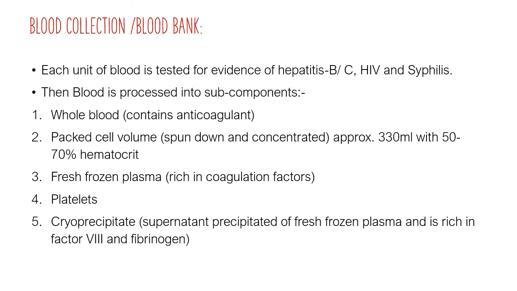So the first part is whole blood, which also contains some anticoagulant. Whole blood is unseparated blood containing an anticoagulant. Around 50 ml of anticoagulant, that is a preservative solution, is added to 450 ml of blood. The hemoglobin is approximately 12 gram per ml, and hematocrit, that is the volume of the red blood cells, is 35 to 45%. And there are no functional platelets in whole blood.